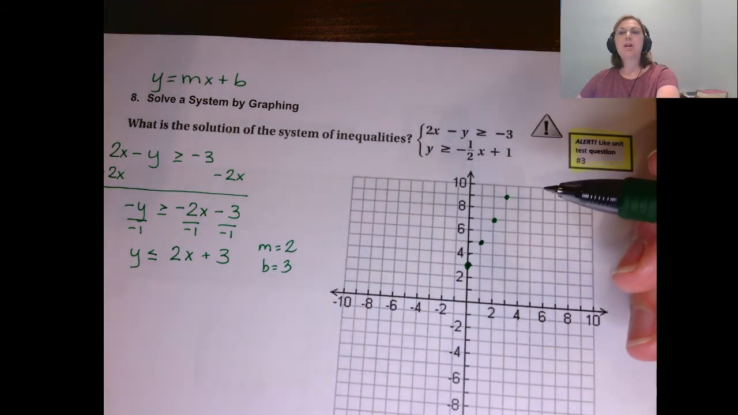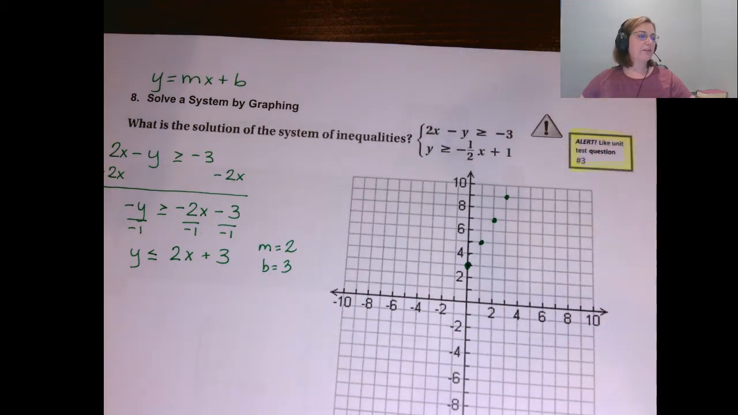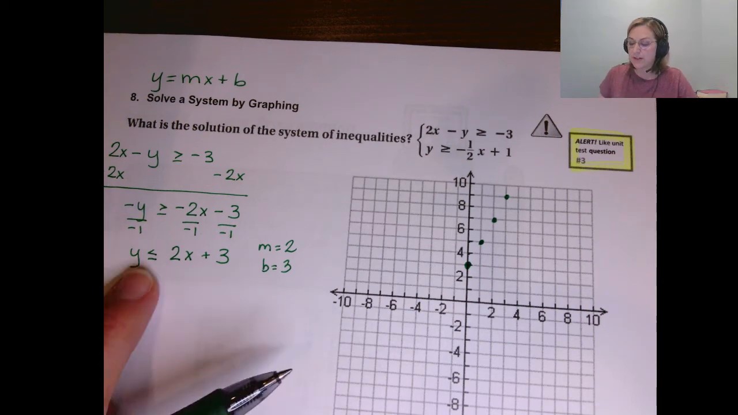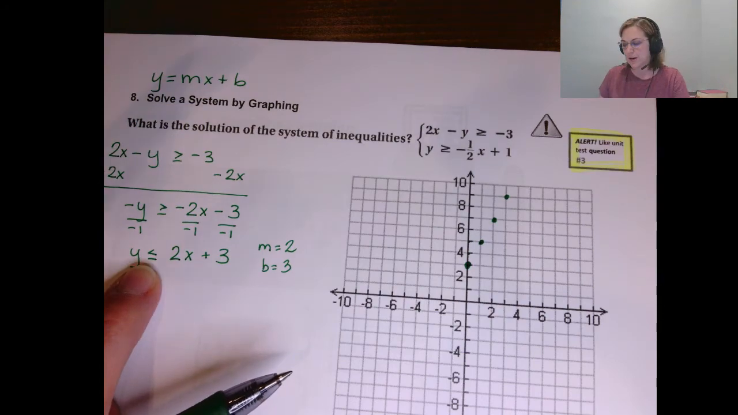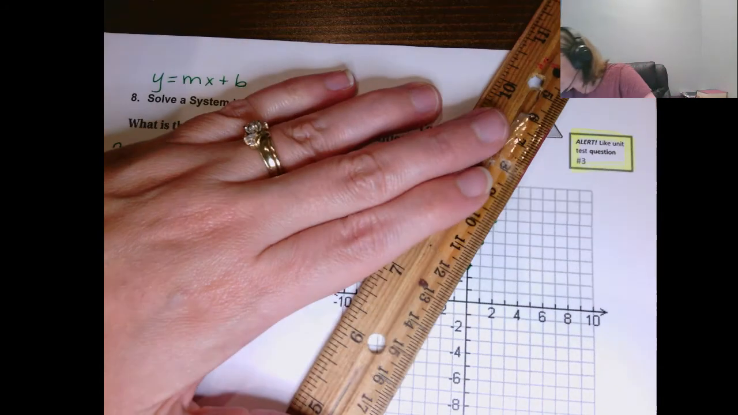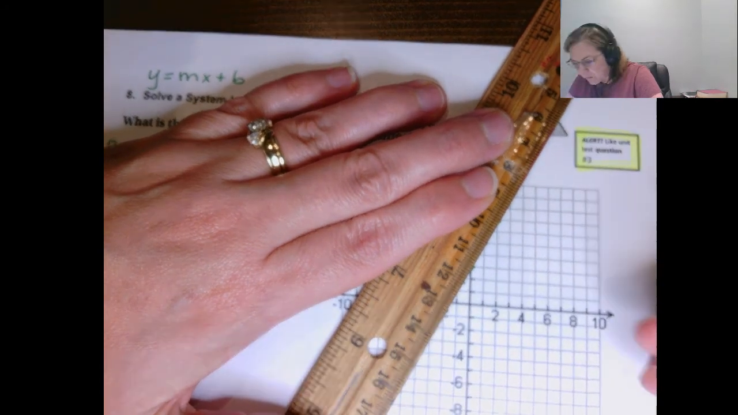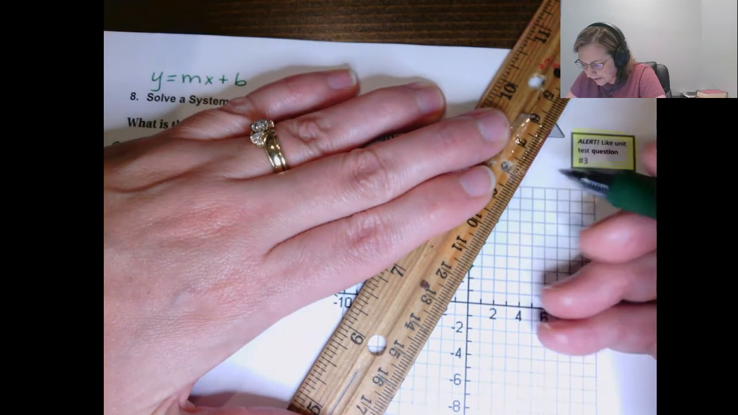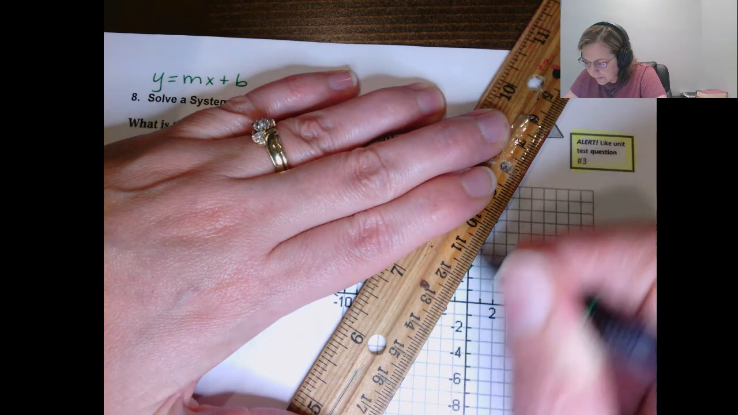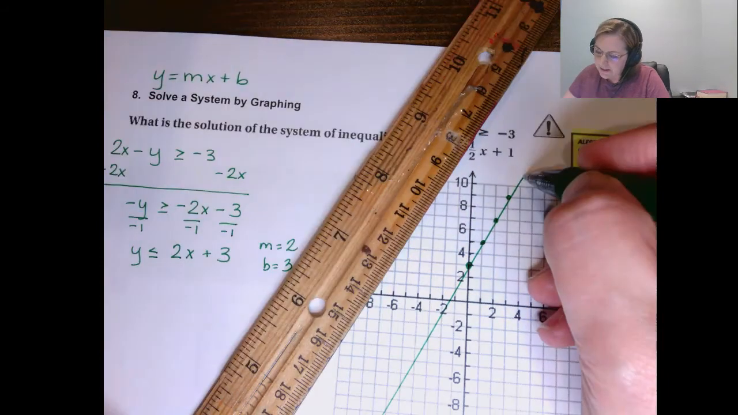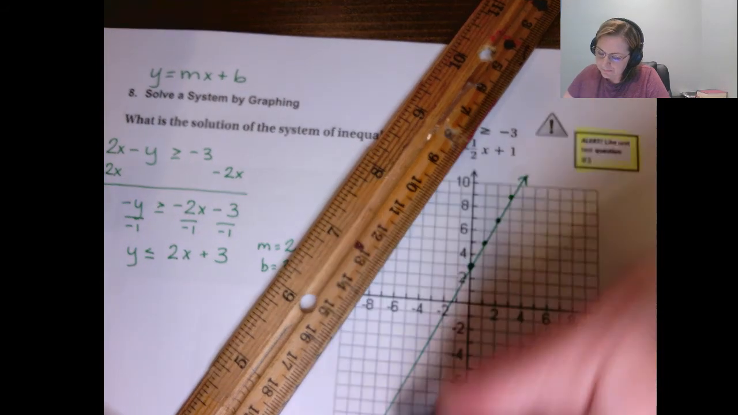Now, you need to ask yourself, is this a solid or a dashed line? In this case, it is a solid line, and the reason is because we've got that equal to underneath it. So we are going to draw this as a solid line. I want to make sure I'm lining them up really good. And I'm going to draw a solid line through those points.